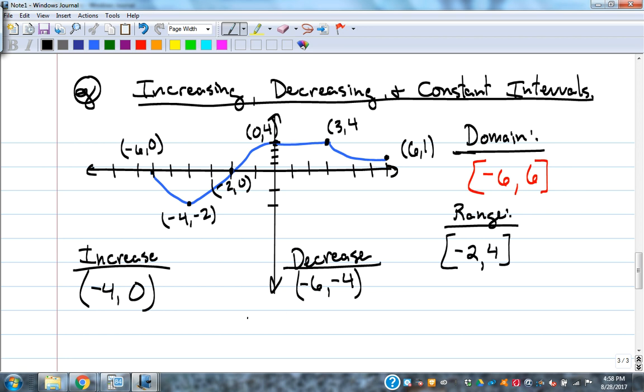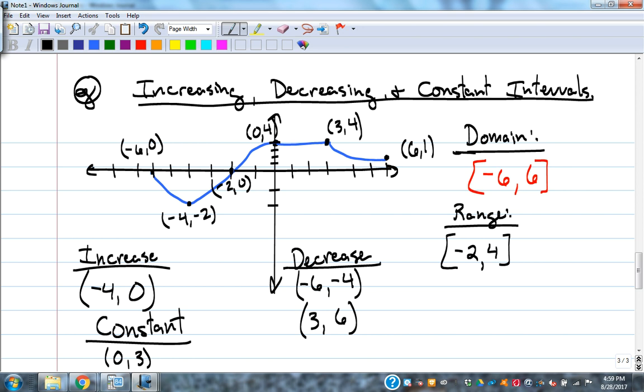And then a constant interval happens next, starting where? 0 all the way to 3. And then what happens? Got another decreasing interval from 3 to 6. And then our domain stops.